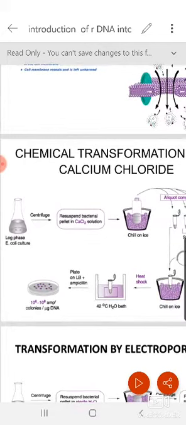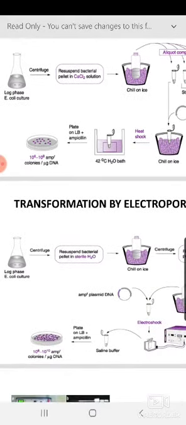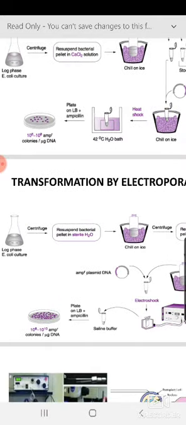This is a very common technique. You can do blue-white screening also if time permits, if everything goes right. So we will do this experiment in the laboratory. Now this is another way. This is the chemical method we have described.